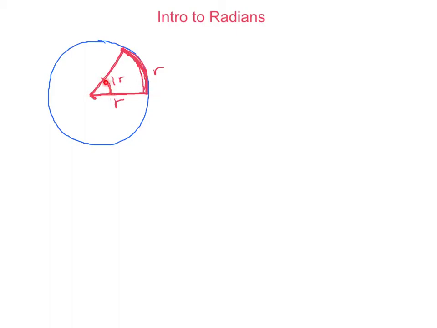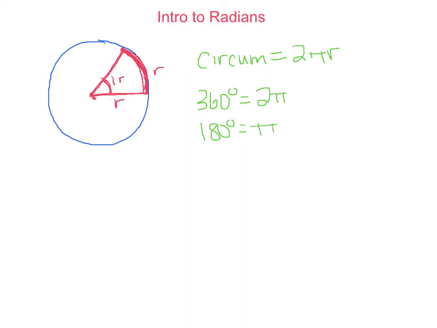Now when we think about this, we know that the circumference of a circle is 2 pi times the radius. That's something you need to remember just in life. Circumference is equal to 2 pi r, which means there are 2 pi of these arcs all the way around. So 360 degrees is equal to 2 pi. So 180 degrees would equal pi.